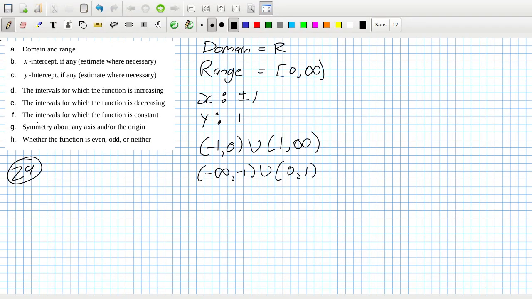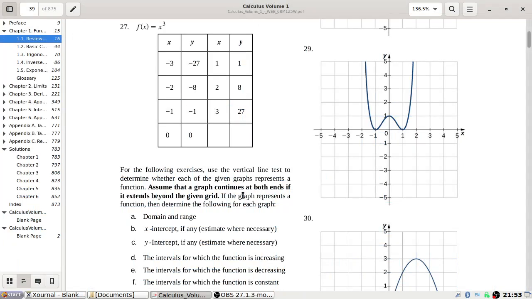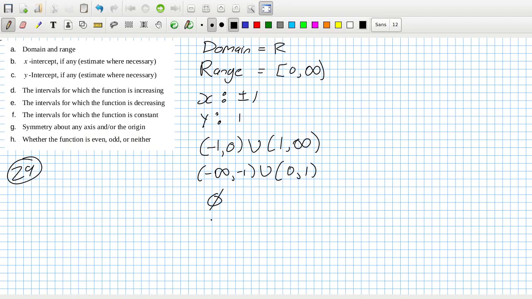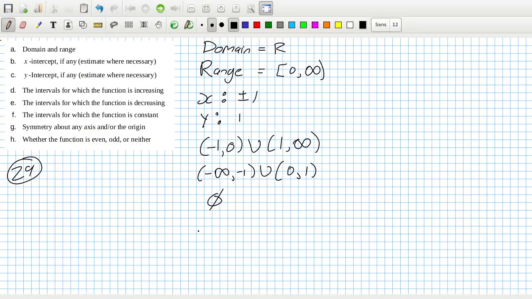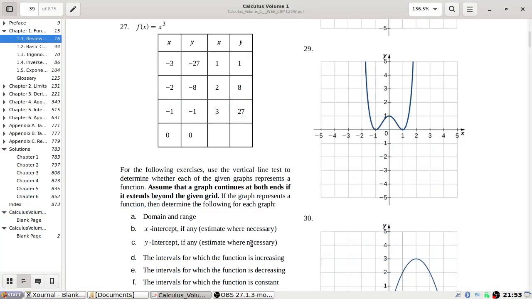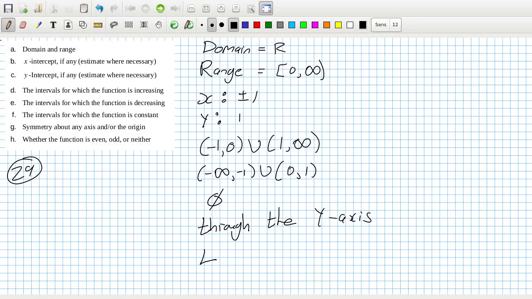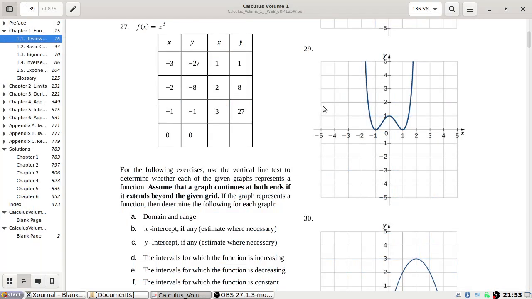Okay. The interval for which the function is constant. No interval. Symmetry about any axis and or the origin. Yeah, it's symmetric through the y-axis. And that's about it. And is the function even, odd, or neither? It is even. Symmetric, so it's even here.